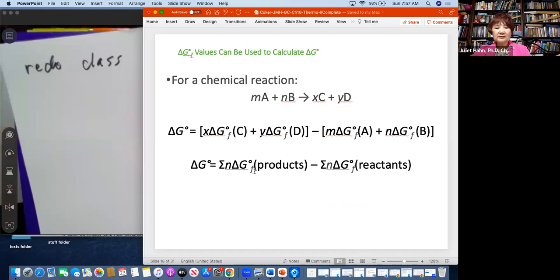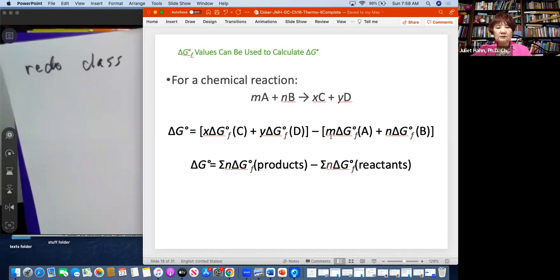So if you have a generalized equation for a reaction, number of moles M of molecule A, number of moles N of molecule B, going to give you X moles of molecule C and Y moles of molecule D, then the equation for the free energy would be X moles times the Gibbs free energy of formation of molecule C plus the number of moles of molecule D times the Gibbs free energy of formation for molecule D, and that's all of your products, minus, and then you take all of your reactants and add those together and subtract from the products.